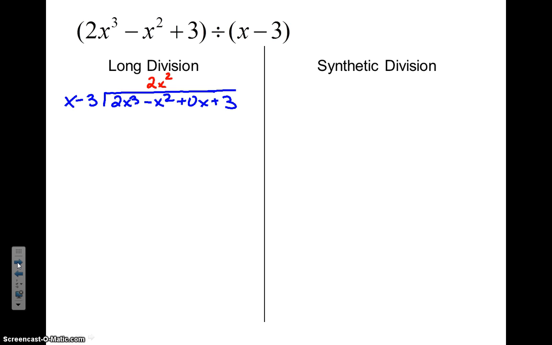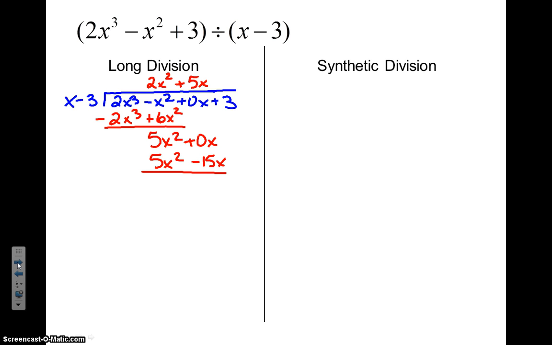2x squared here, so 2x squared times x is 2x cubed, and 2x squared times negative 3 is negative 6x squared. I subtract and get 5x squared plus 0x. What do I need? I need a 5x. 5x times x is 5x squared. 5x times negative 3 is negative 15x. Change the signs.